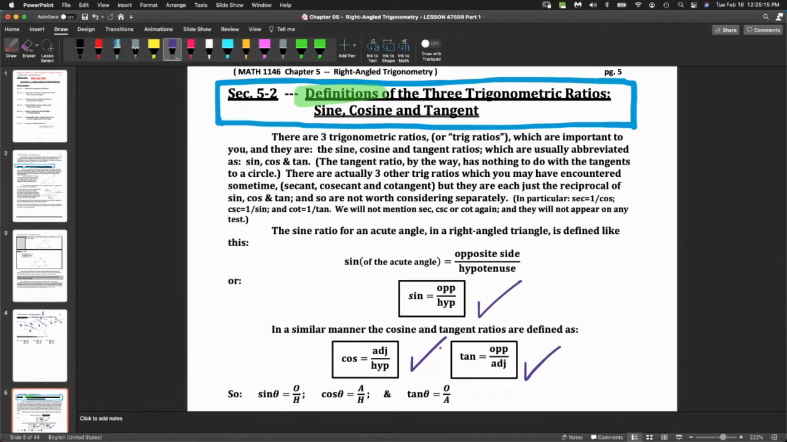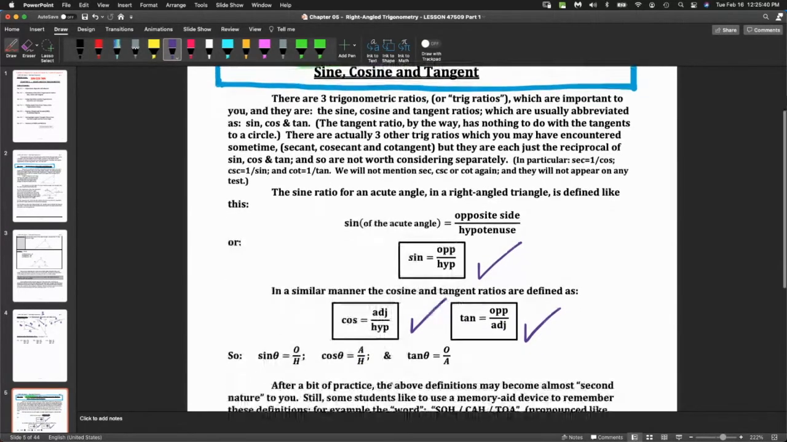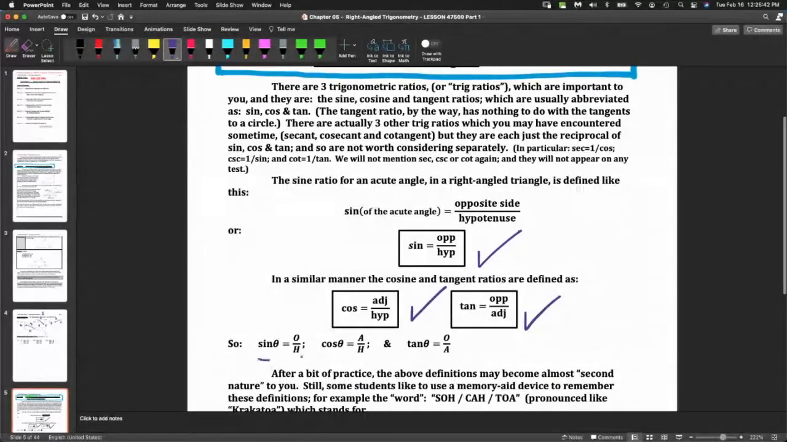So sine, big word here, is defined as the ratio of opposite over hypotenuse. Cosine is defined as the ratio of adjacent over hypotenuse, and tangent is also a ratio that is defined as the opposite to the adjacent. So these ratios are defined, and we can streamline them into the following equations. So you see them down here.